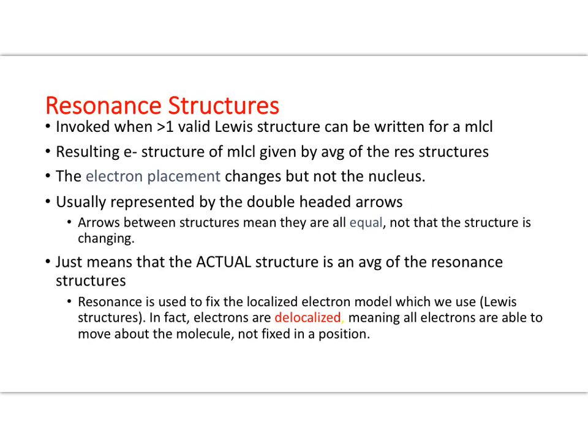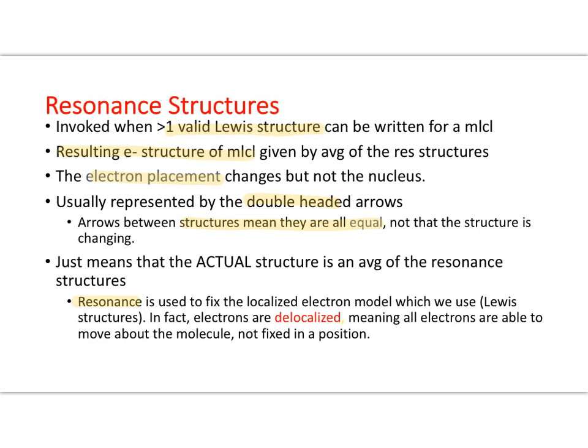So the reason why resonance structures come about is because sometimes you have more than one valid Lewis structure that can be written for a molecule. The resulting structure of the molecule in reality is given by an average of the resonance structures that you can make. So the electrons are going to float around, but the nuclei are going to stay put. So the shape stays what the shape should be. It's just that the electrons are kind of floating. So we represent this by double-headed arrows, meaning that the structures are all equal to one another, not that they're changing from one into the other.